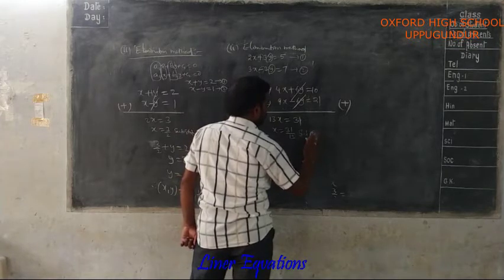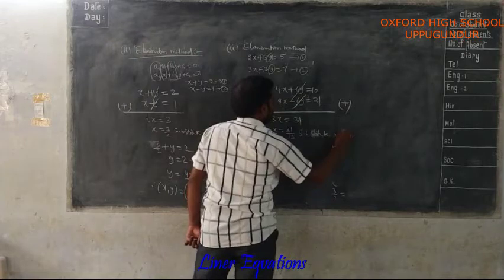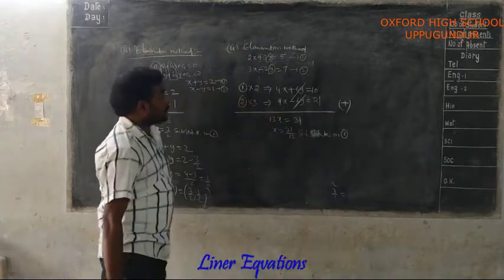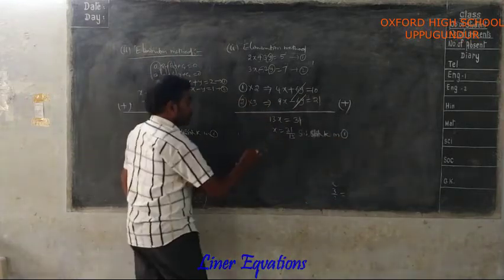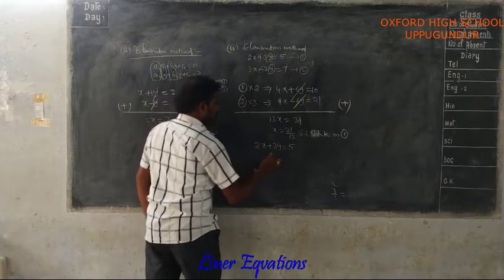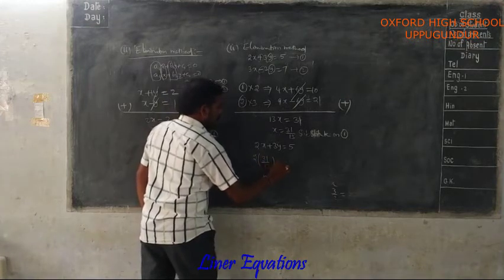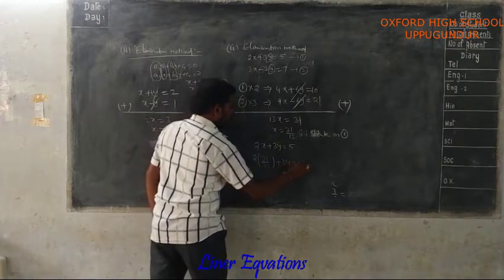Substitute in equation 1. What is equation 1? 2x plus 3y equal to 5. 2 into what is x value? 2 into 31 by 13 plus 3y equal to 5.